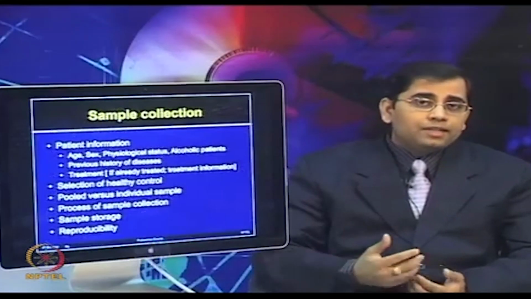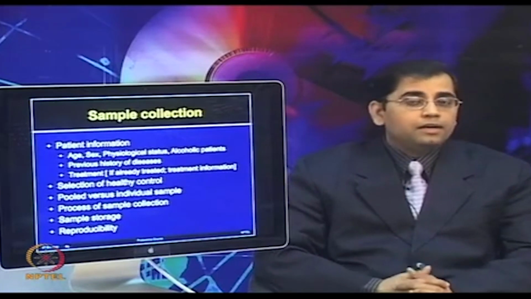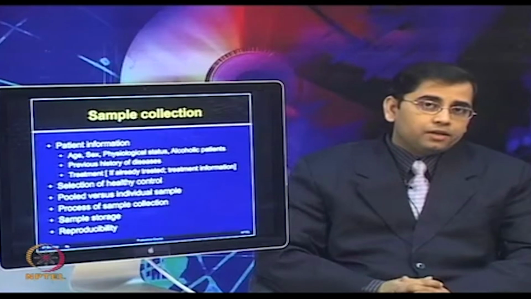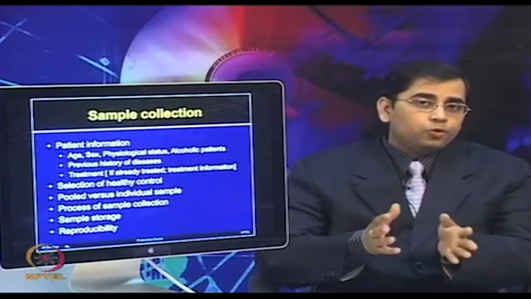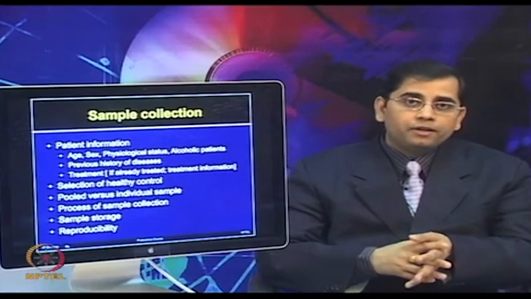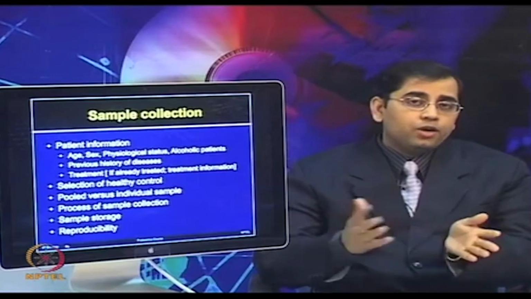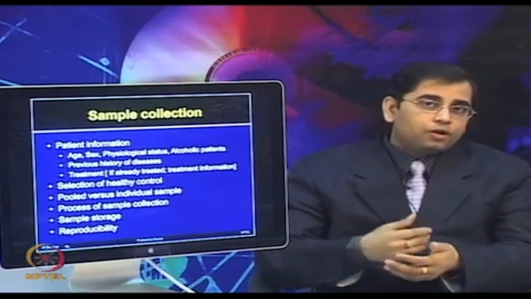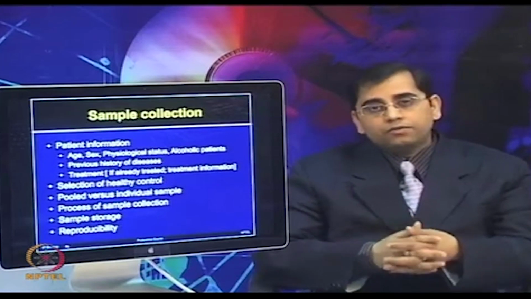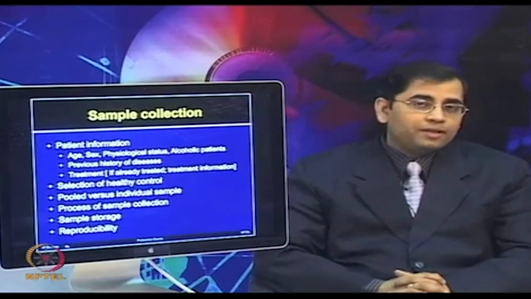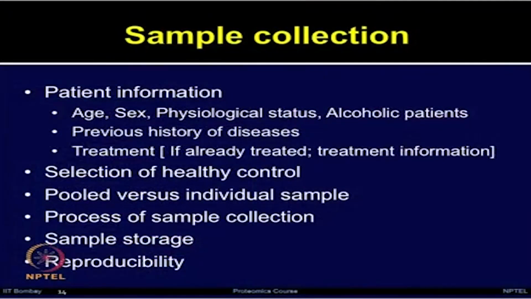So, there are discussions going on whether for such large clinical cohorts, groups of patients and controls can be pooled and then analyzed. For example, rather than analyzing 200, if we make pools of 10 patients, then you have 20 samples. But that all depends on the investigators and the kind of experimental design which people have in mind for performing such studies. Then the sample collection process becomes very important.